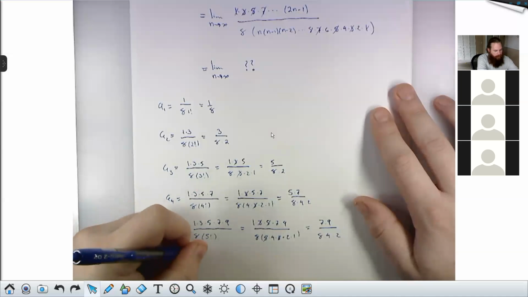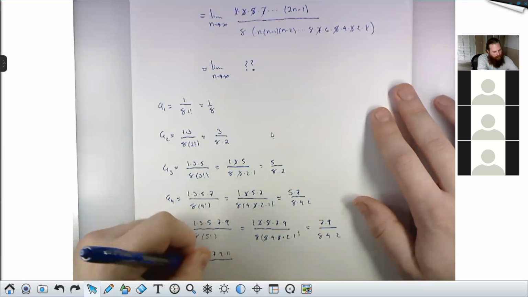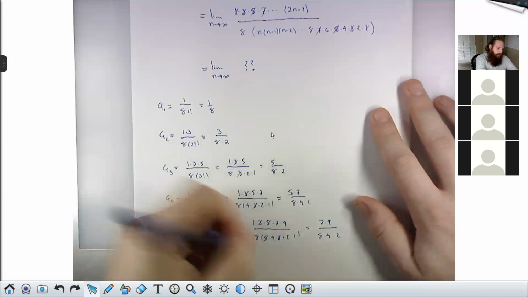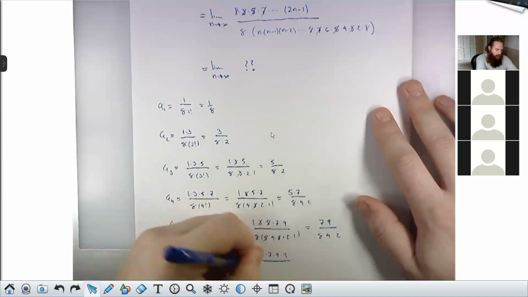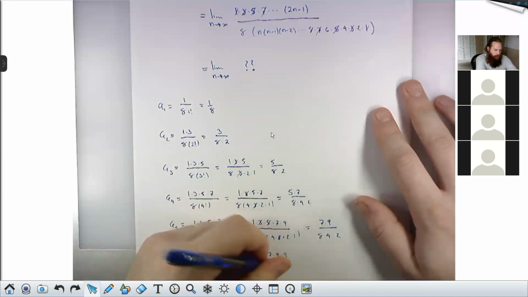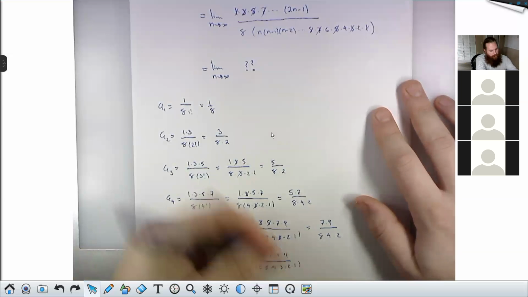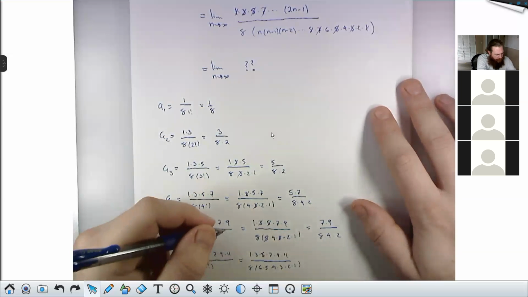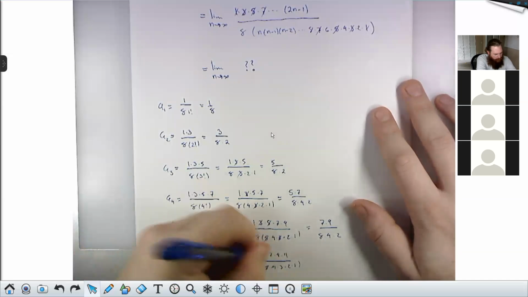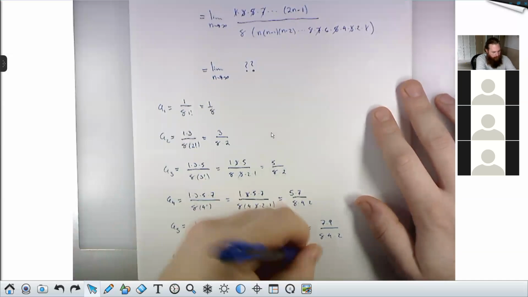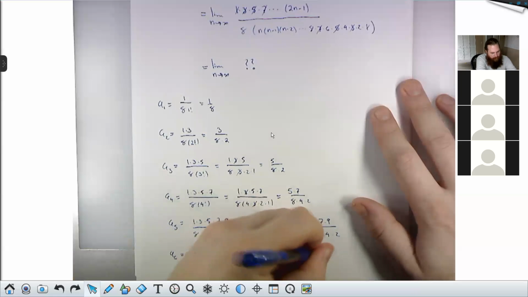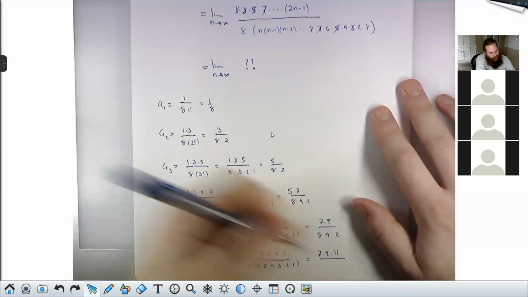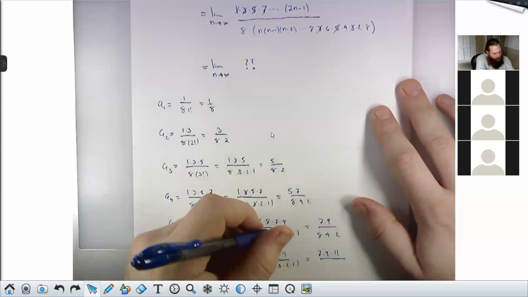A6 should be 1 times 3 times 5 times 7 times 9 times 11 over 8 times 6 factorial, which is 1, 3, 5, 7, 9, 11 over 8 times 6, 5, 4, 3, 2, 1. And again, we have a lot of cancellation, the 5's, the 3's. So I get 7 times 9 times 11 over 8 times 6, 4, 2.